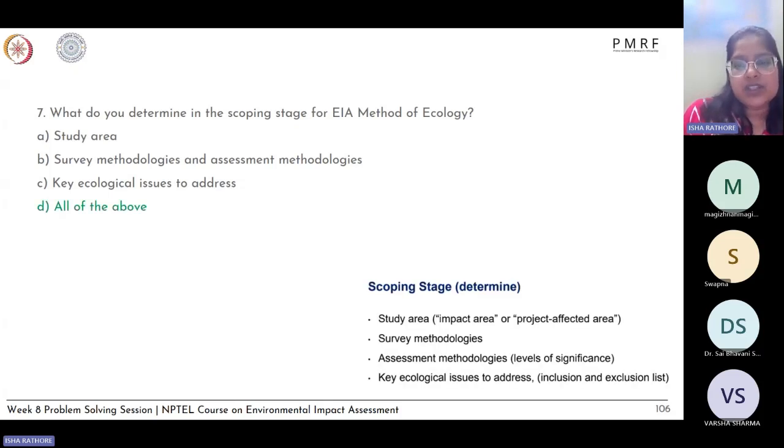So during the scoping stage, we determine the study area. So A is correct. We determine the survey methodologies and assessment methodologies and their level of significance. So B is also correct. And then the key ecological issues to address, that is making the inclusion and exclusion list. So C is also correct. So all of the above, D, is the correct answer to this question. Okay, so moving on to the next question.